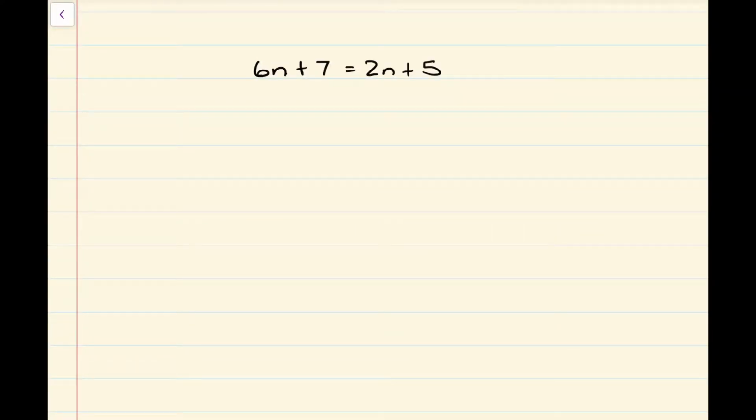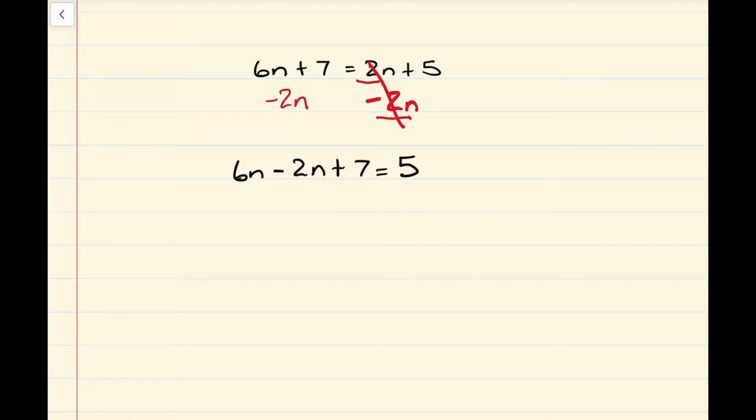Okay, so let's get started. Let's carry over this 2n on this side of the equal sign. And the way we have to do that is by subtracting 2n on both sides of the equal sign. So we're going to have a negative 2n here and a negative 2n over here. And a 2n minus 2n are going to cancel out. So then our resulting equation would just be 6n minus 2n plus 7 is equal to 5.